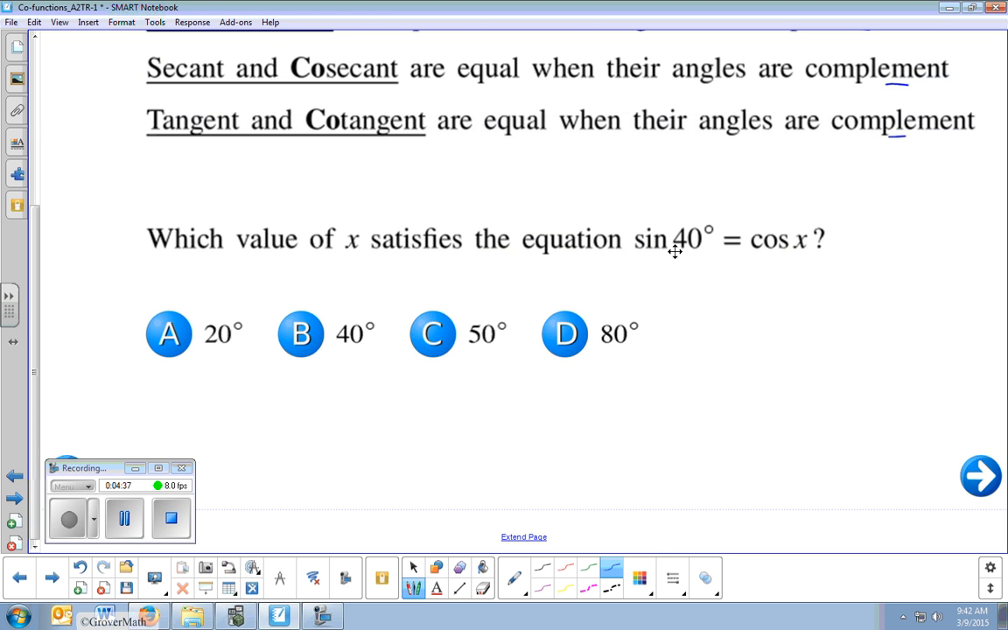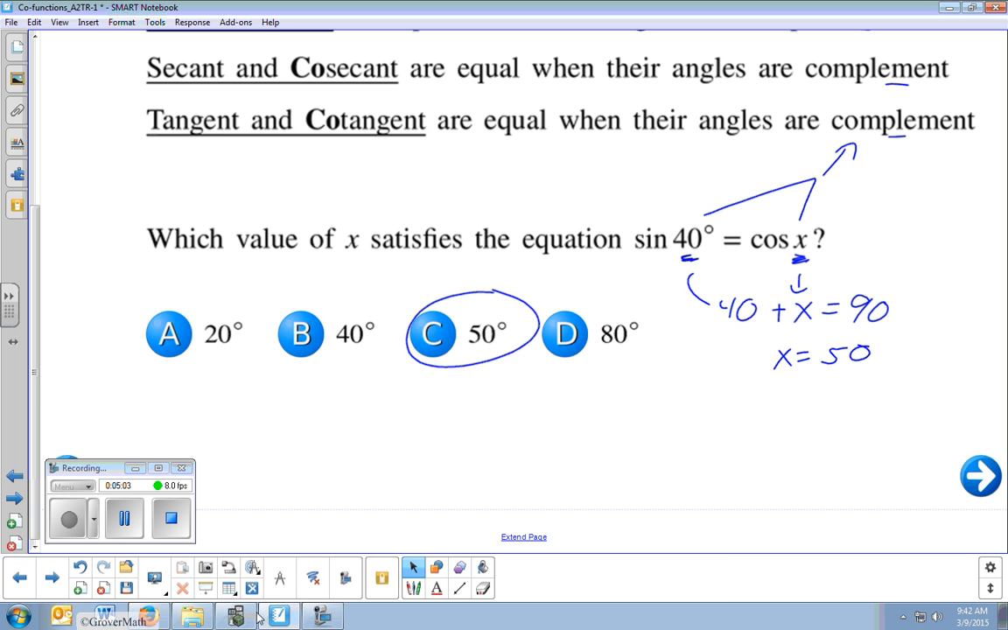Whenever you see sine equals cosine like this, what that means is that this angle and this angle are complements. So all you're going to do is take this 40 plus this x and set it equal to 90 degrees. These must be complementary. So 40 plus x equals 90, and so x equals 50.